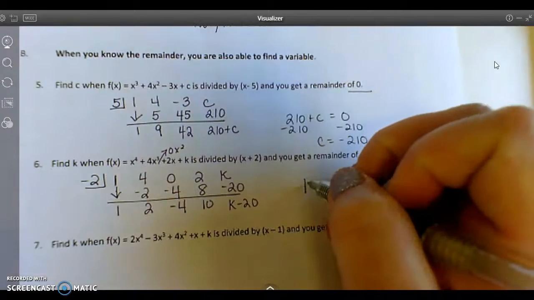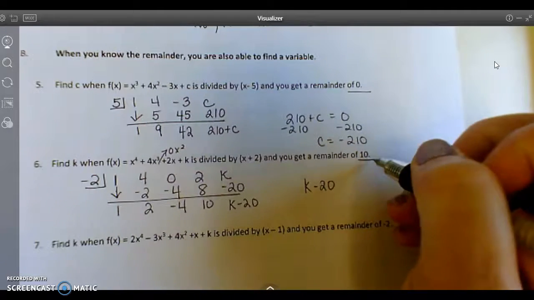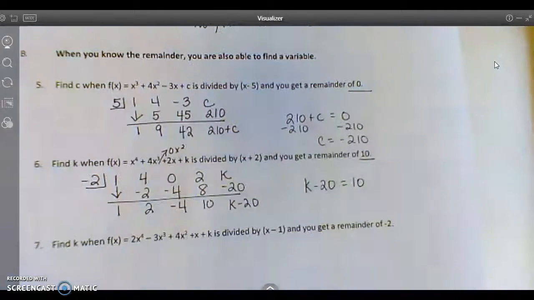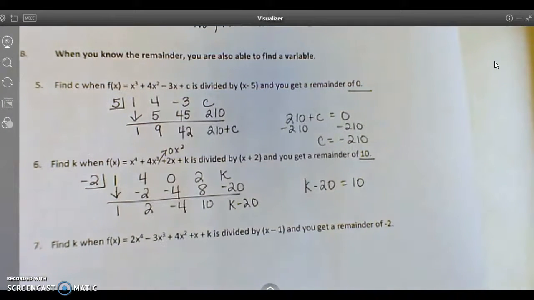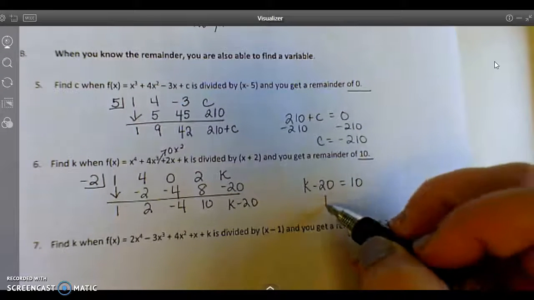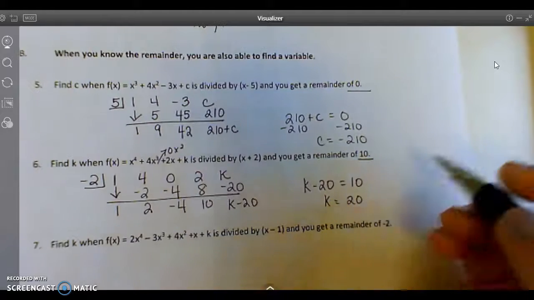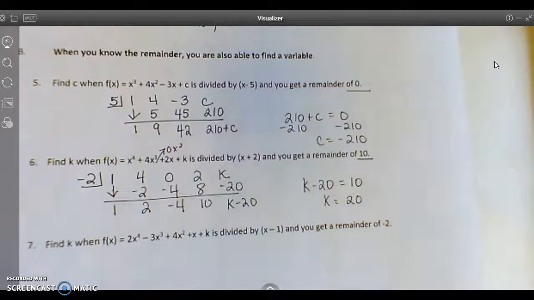And then you set that equal to whatever it tells you the remainder is. And then you solve it. You add 20 on both sides. And so k is 30 when you add 20 on both sides.